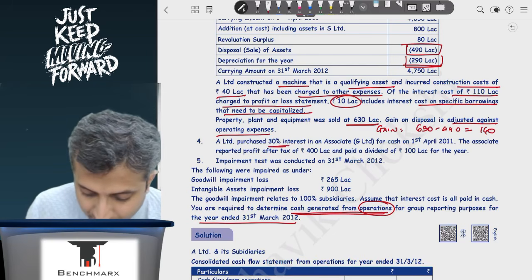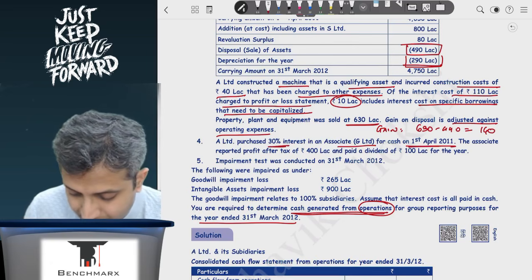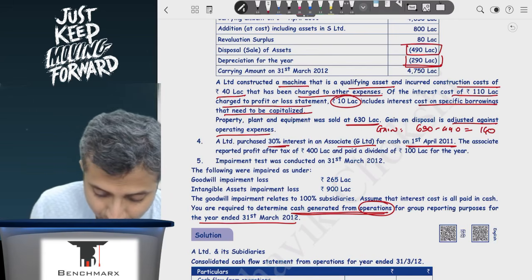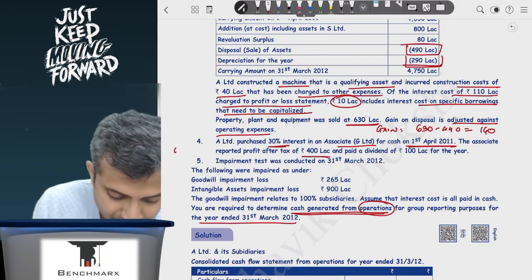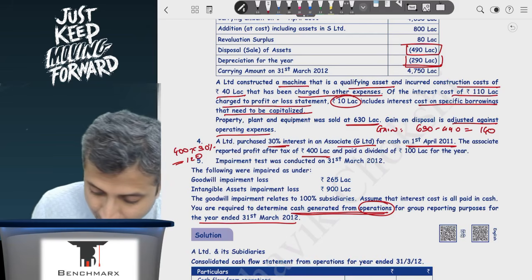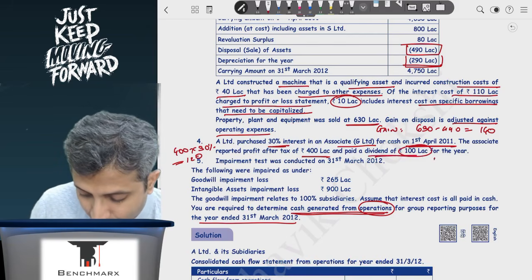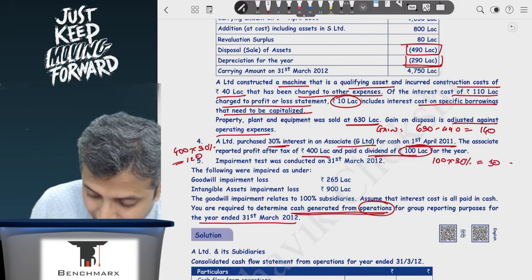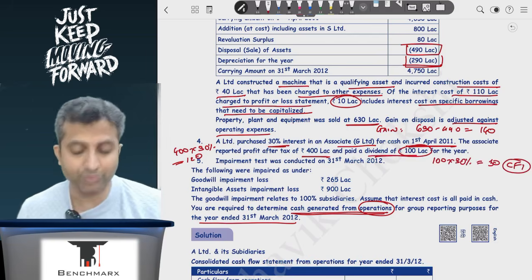A purchased a 30% interest in the associate for cash on 1st April 11. This must have gone in investing activities. The associate reported a profit of 400. I have a 30% stake, so 400 into 30%, 120 must be added. And it paid a dividend of 100. I would have received 100 into 30%, which is equal to 30. But this 30 will be cash flow from investing. It is not a cash flow from operations.